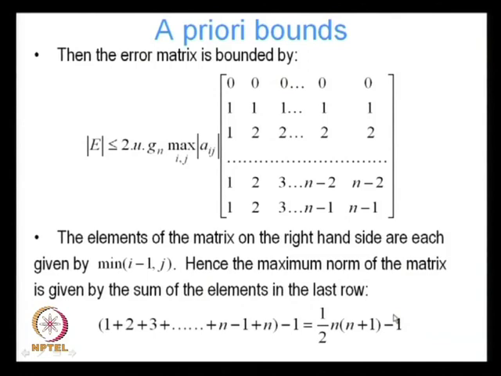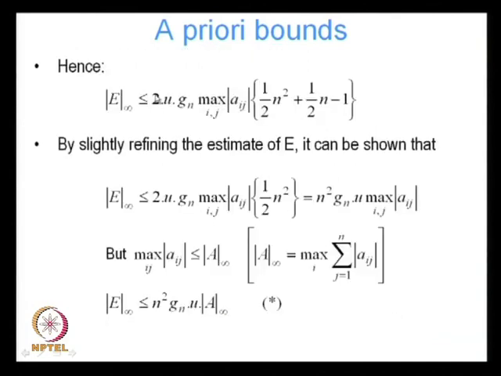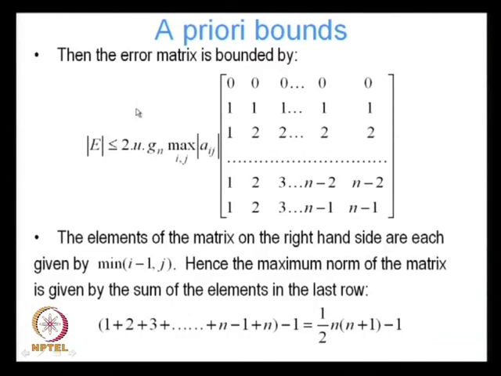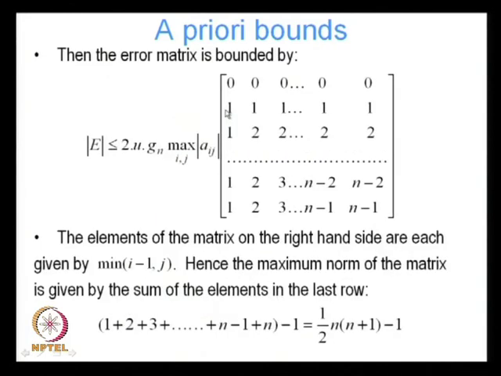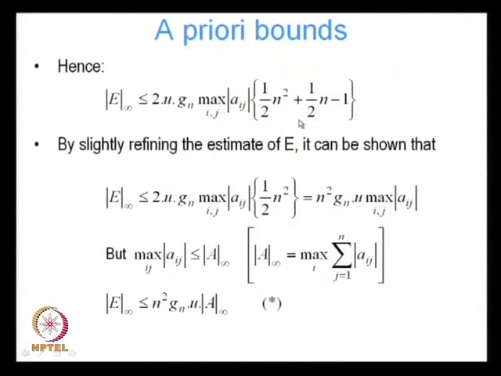So, we get mod of E infinity. Why have we taken E infinity? Because we have computed the infinite norm of this matrix. So, mod of E infinity is lesser than or equal to 2u g_n times max over i, j of mod of a_ij. This term remains the same, and then the infinite norm of this matrix, which we just calculated to be half of n square plus half of n minus 1.